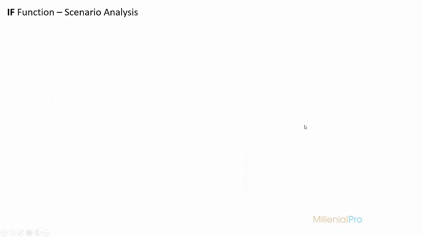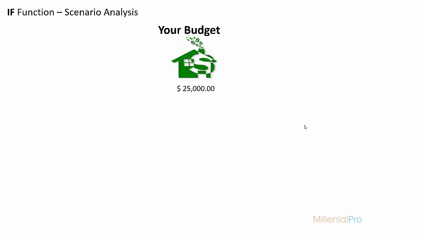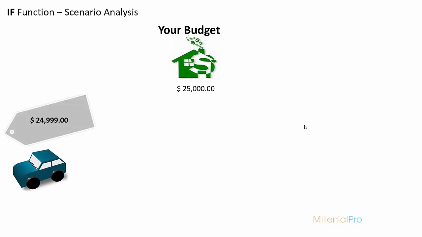Let's take a look at a typical decision-making problem that can be solved by the IF function. Let's say that you're hunting for a new car. Your budget in the bank is about $25,000, and you're only willing to spend up to $25,000 and not a cent more. You've seen this car A, which has a price tag of $24,999. The calculated decision-making problem here is then to determine whether or not car A is within your budget.